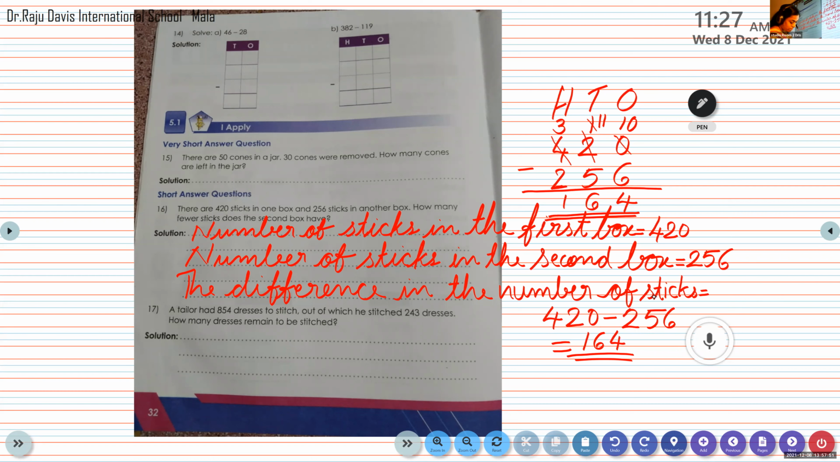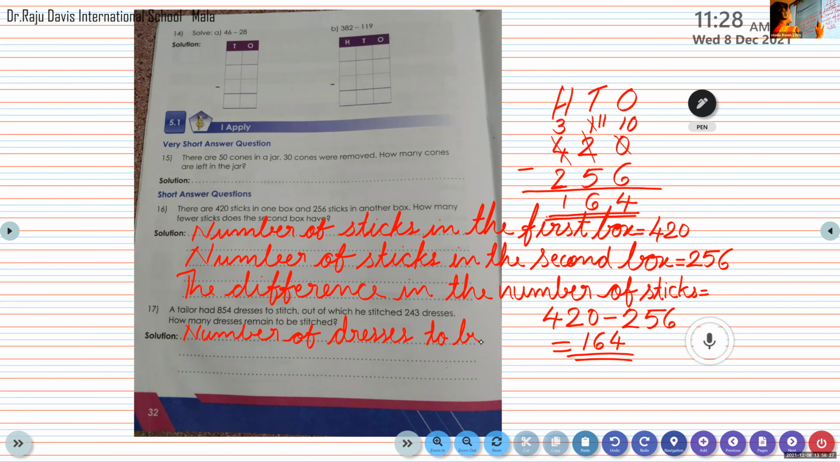So how can we write this step? Number of dresses tailor has to stitch. Yes, the first step I'm going to write. All of you, please start writing. Number of dresses to be stitched.